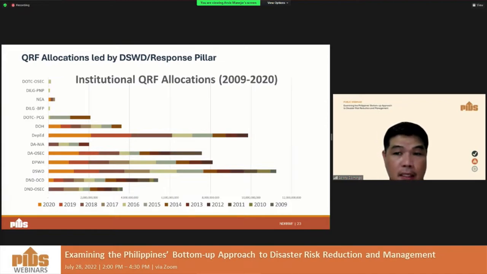So institution-wise, in aggregate from 2009 to 2020, you have here DSWD as the major recipient of our QRF allocations, followed by DepEd, and then of course DA and DPWH. For DSWD to receive such is very intuitive because they are actually manning response operations and relief operations during and post disaster events. So they require so much in terms of material input, both in terms of pre-positioning and reacting upon us encountering disaster events. Next slide, Arvie.